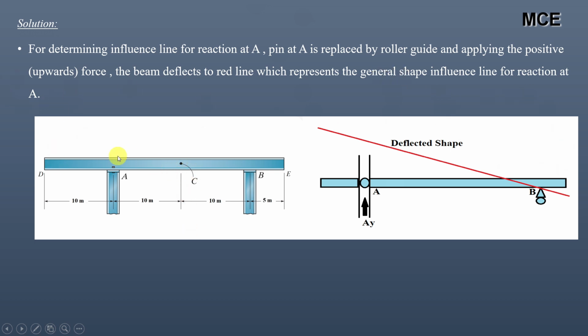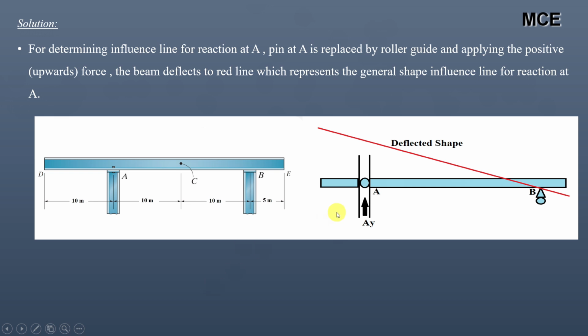So the support at A, that is the pin at A, is replaced by a roller guide and then we will apply the vertical force equal to the magnitude of the vertical reaction at A. The beam will deflect to this red line, which is the deflected shape.